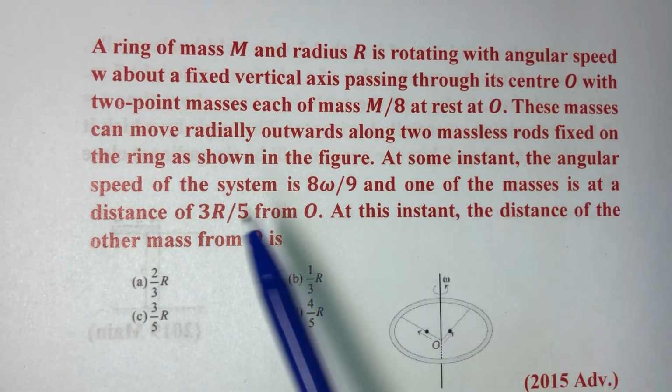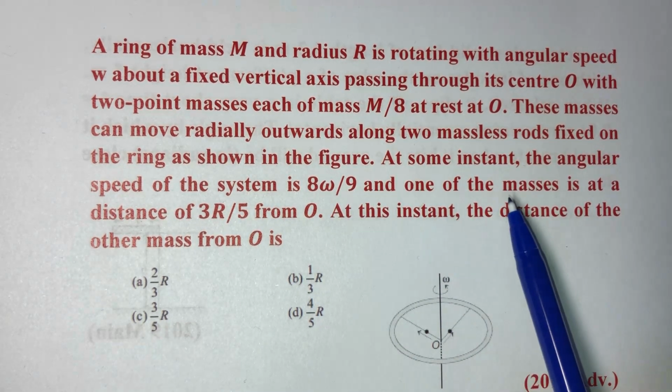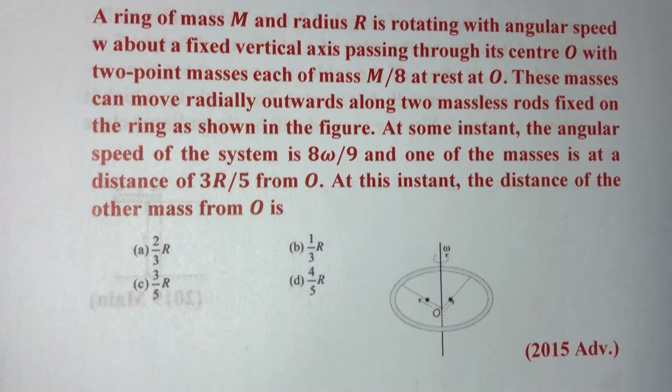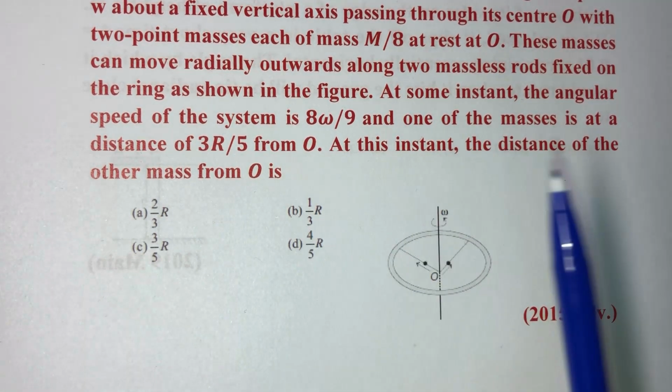At some instant, the angular speed of the system is 8 omega by 9 and one of the masses is at a distance of 3r by 5 from O. At this instant, the distance of the other mass from O is?